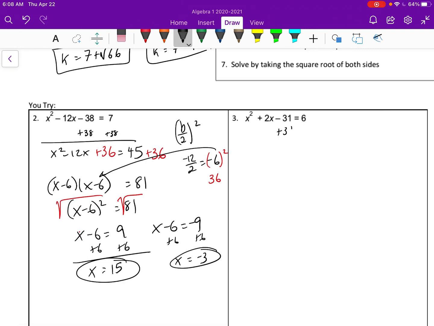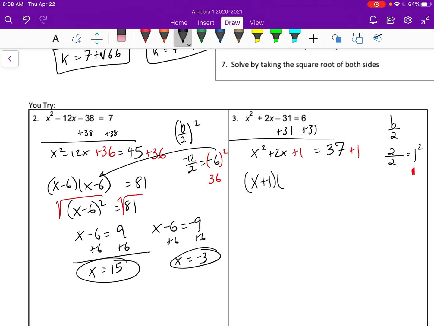So I'm going to go ahead and add 31 to both sides, get my numbers alone. Now I'm going to take b divided by 2, and I'm going to have to square it. So b is 2, and 2 divided by 2 is 1. And 1 squared is 1. So that's what I'm going to be adding to both sides here, 1. All right, I'm going to factor the right. Now I can also just use my shortcut. I know that when I divided b divided by 2, I got 1. So these both have to be 1. And that's going to be 38.